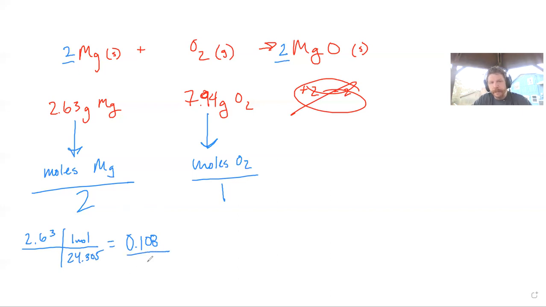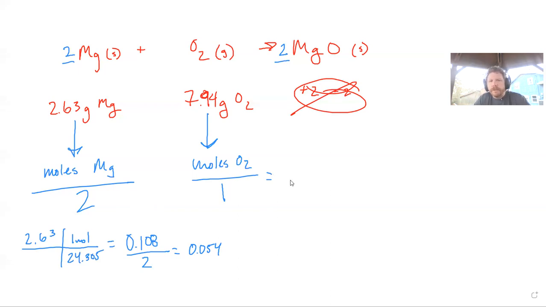I can divide that by my coefficient, which is 2. This value right here is not going to have any units. So 0.108 divided by 2, you probably saw this coming, 0.054. Okay, so that's a quotient. And what I need to do is I need to simply figure out if my other value is higher or lower than that.